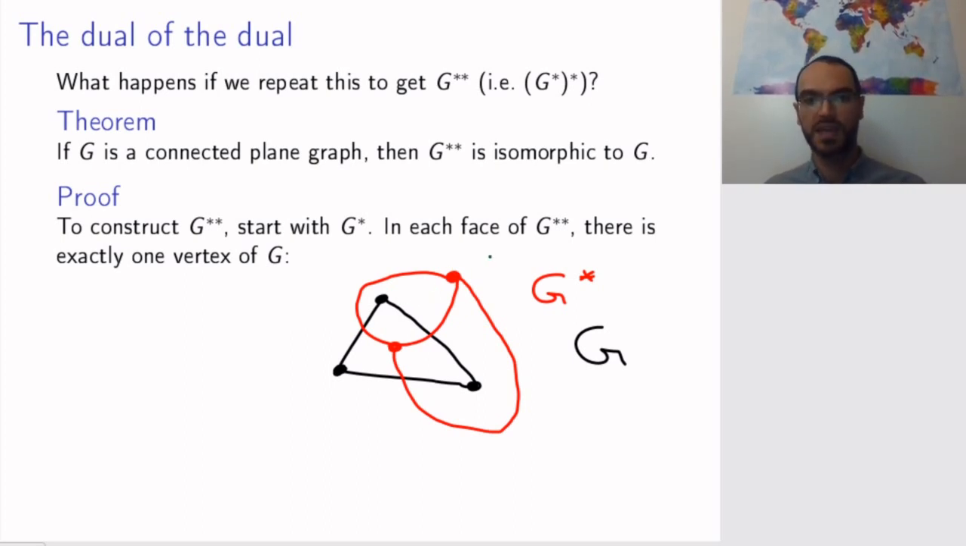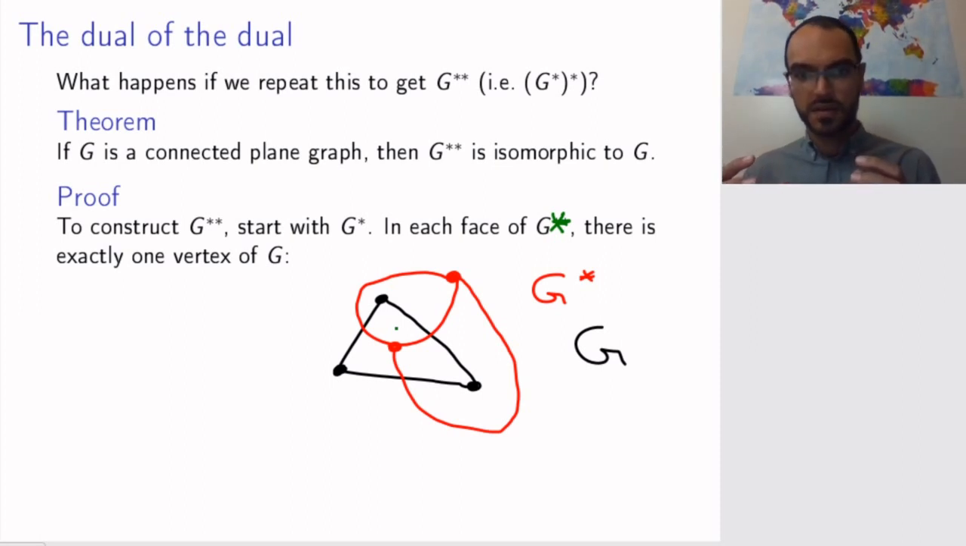So now I need to pick a vertex in each face of G star. In each face of G star, you will find exactly one vertex of the original graph G. Why is that? Well, because each face of G star is surrounded by edges of G star. Since the edges of G star are only put there to cross edges of G, in order for a face of G star to be surrounded by edges of G star, it has to have edges of G going into it. And the only way to have edges going somewhere in a graph is if there is a vertex there. So there has to be at least one vertex of G inside each face of G star.